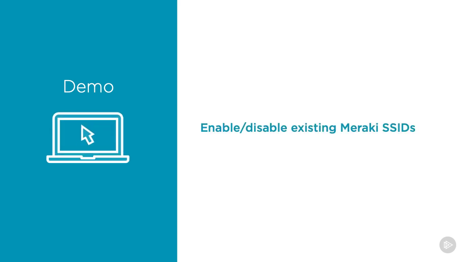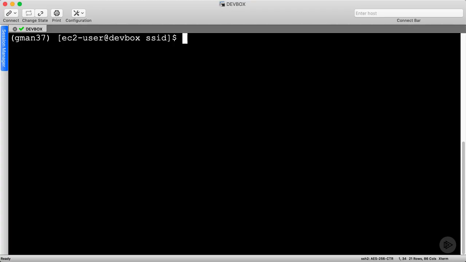We can also modify the SSID configuration, so let's explore the simplest change of turning them off and on. Thanks to our Meraki Helpers module, enabling and disabling Meraki SSIDs is a relatively simple task. Let's open the change SSID state.py file to understand how it works.